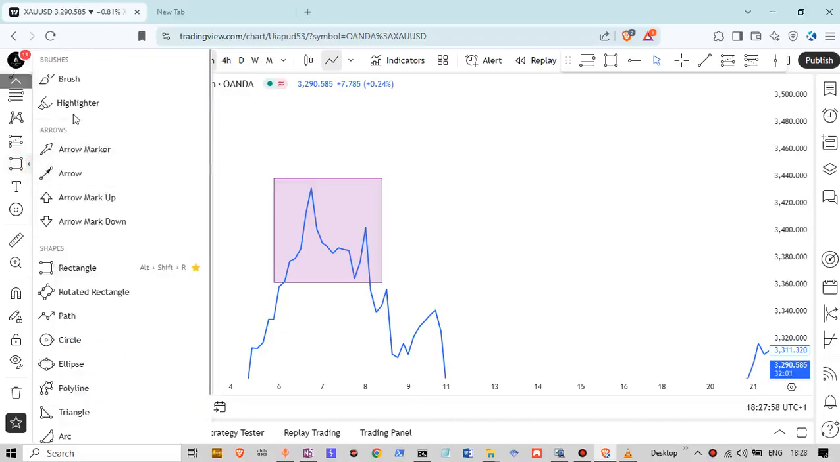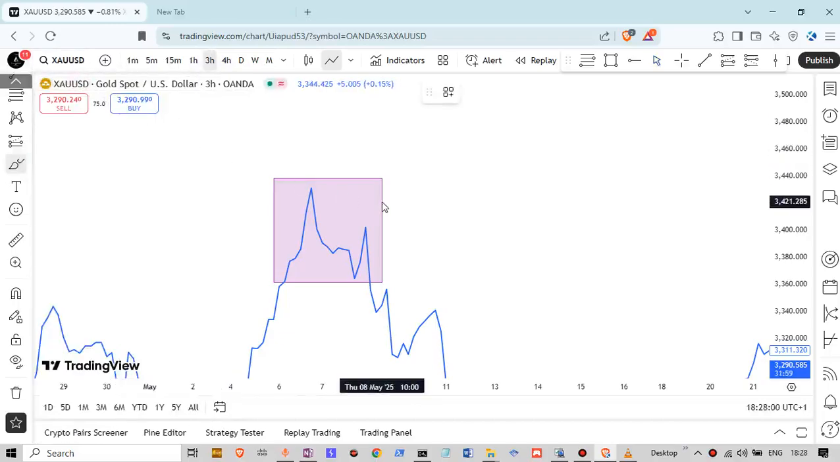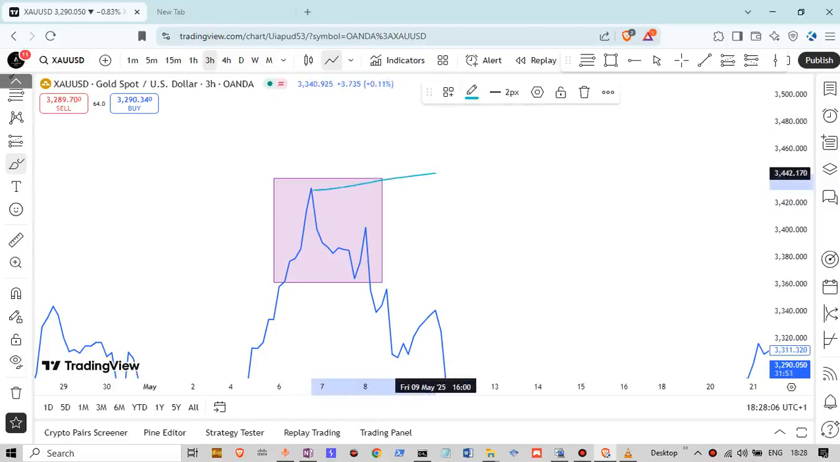I'm taking my time to do this, so I'm not running anywhere. Now it didn't break above this. All right, it just stopped over here. It went downwards, right? To break what? This level.